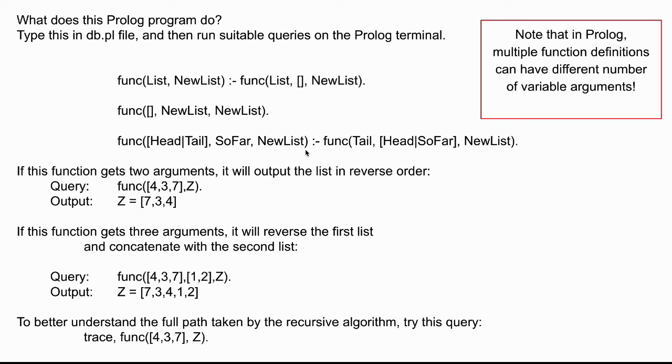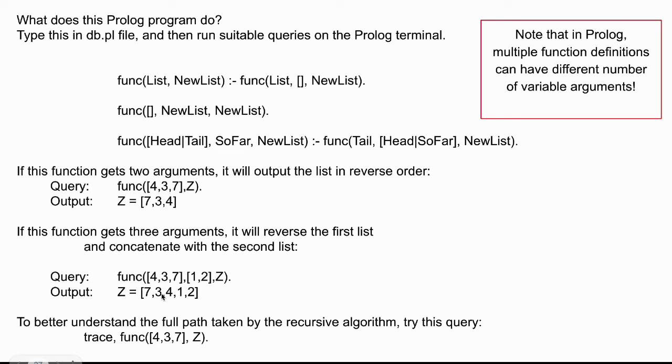So since this one is somewhat complicated, I'm going to tell you the answer, and that is that what this program does is that it reverses the list. Okay, so if you give it 2 arguments, then it will reverse the list. If you give it [4,3,7] comma Z, it will output Z equal to [7,3,4]. But if you give it 3 arguments, it will reverse the first list and concatenate the second list to it.